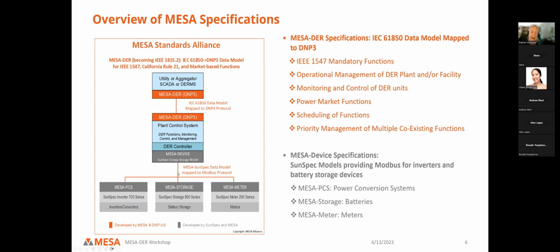MESA also has device specifications. I'm not going to go into those today, but I just wanted to make it clear that indeed we've tried to go the whole route of having not only the higher level areas covered in our interoperability, but also in the device level. And that's where we're using what we call MESA SunSpec data model.